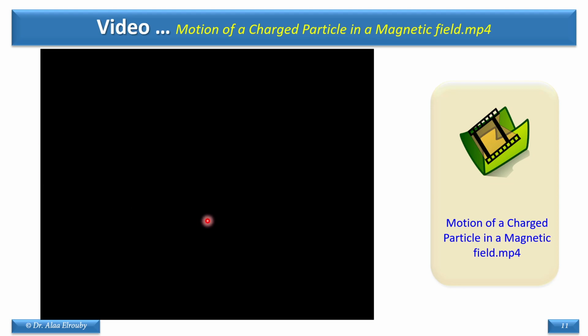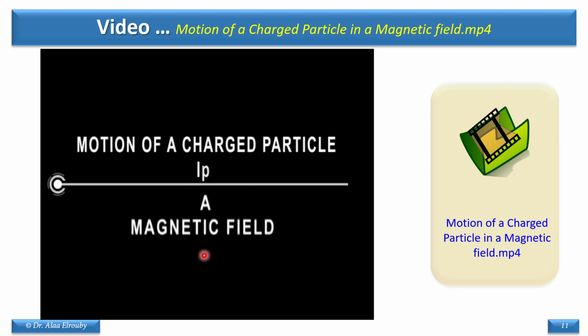So here we're going to watch a video. Let us see a video that visualizes this: the motion of a charged particle in a magnetic field.